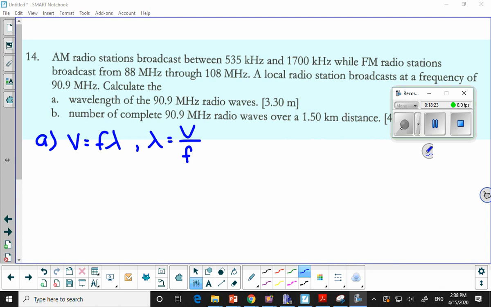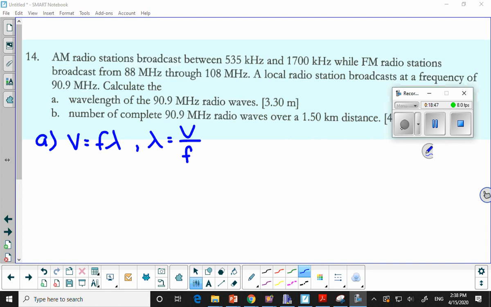All right, so number 14. AM radio stations broadcast between 535 kilohertz and 1700 kilohertz, while FM radios are more in the 88 megahertz to 108 megahertz. A local radio station broadcasts at a frequency of 90.9 megahertz, so it's putting it in the FM range. Calculate the wavelength of that particular radio station.